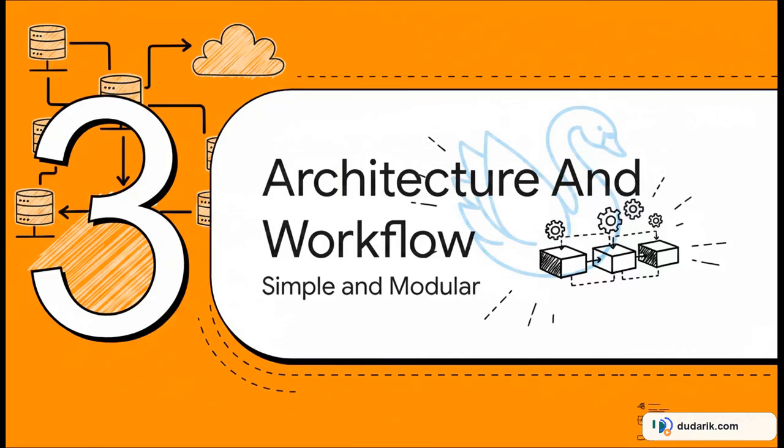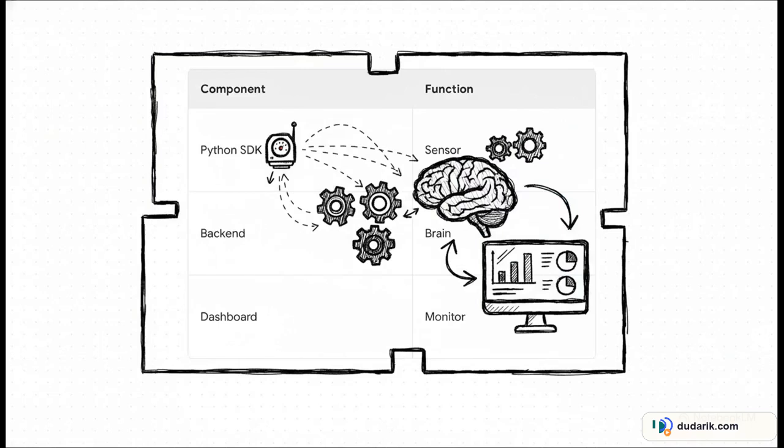Section 3, architecture and workflow. Under the hood, the architecture here is beautifully simple and modular. It relies on 3 core components. First, there's the Python SDK, which acts as a sensor that you embed right into your training script with really minimal changes. Then there's the backend, which is the brain, receiving and storing your streamed data. Finally, there's the dashboard, acting as your monitor for interactive web-based visualization. Because these components are separated, nothing in your actual training loop logic has to change.